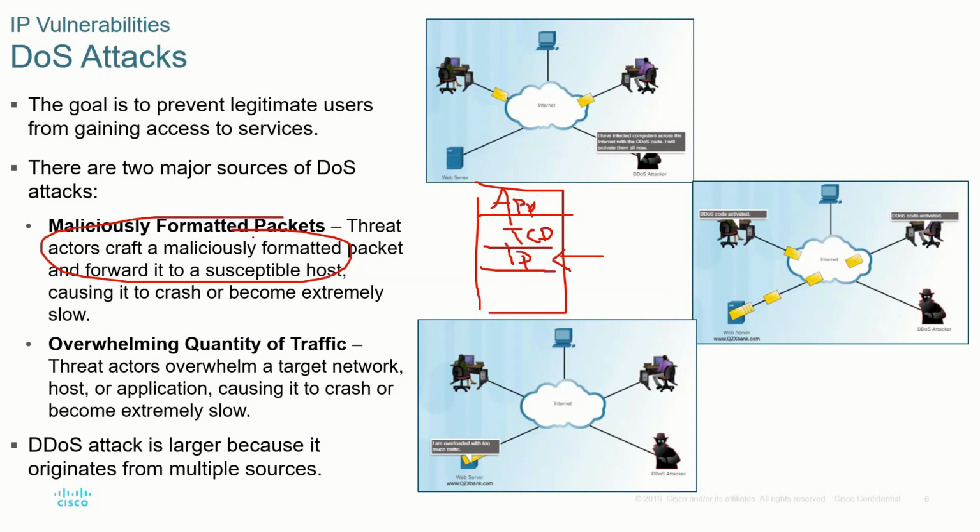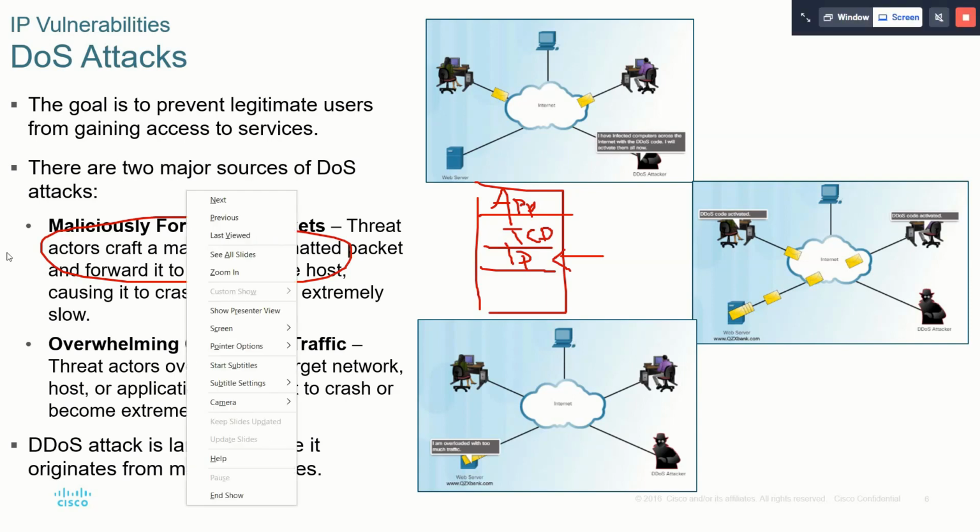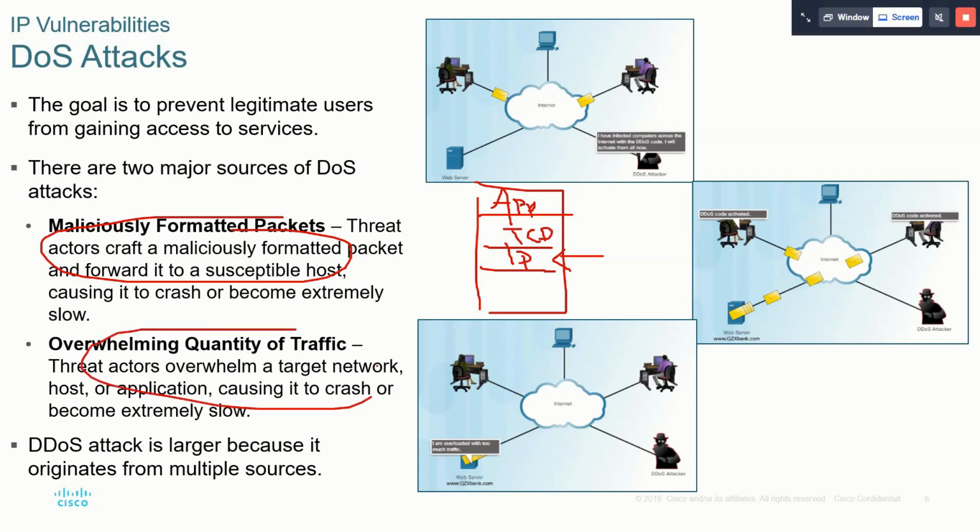Okay, so that's a malicious formatted packet example. Next is the overwhelming of traffic in IoT. Because a mobile phone is also an IoT device connected to the internet, right? Tablet and all these things. Okay, next one is the traffic.